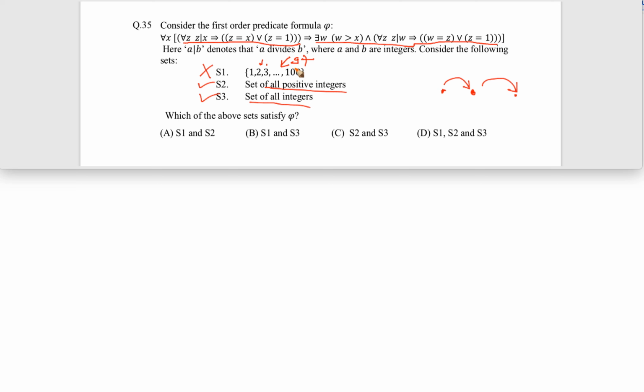Why? Because for this set, 97 is a prime, which should imply that there must exist another number in this set which is also a prime and which is greater than 97, which is not the case. 97 is the biggest prime. There is no other prime which is bigger than 97 in this set, right? So this statement is false, which means that for all x this does not hold true, which means that S1 does not satisfy this first order predicate formula. So which of the following sets hold true? The sets which satisfy phi are basically S2 and S3. So the correct answer is C.